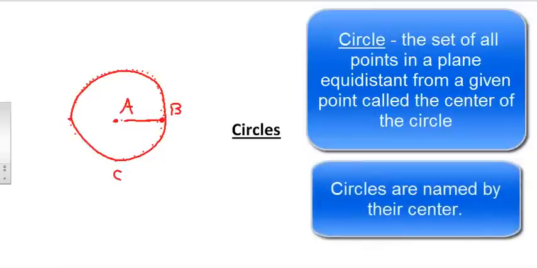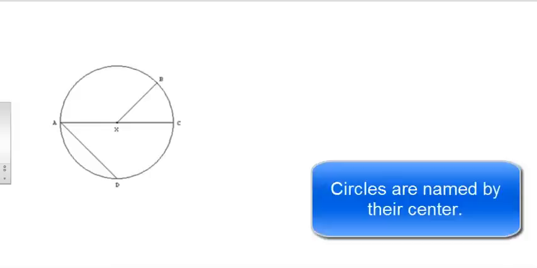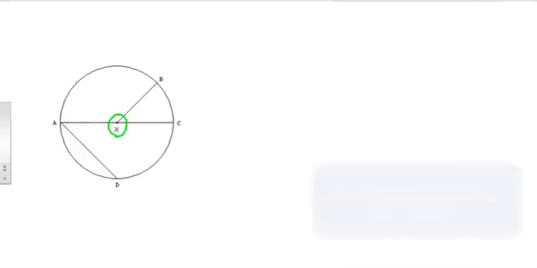If I had some other circle, we'll call it circle X, I would know that the center of that circle would be point X. Let's take a look at this circle. So this circle would be called circle X. There are some other line segments here on this circle, and we're going to learn the names of these parts.